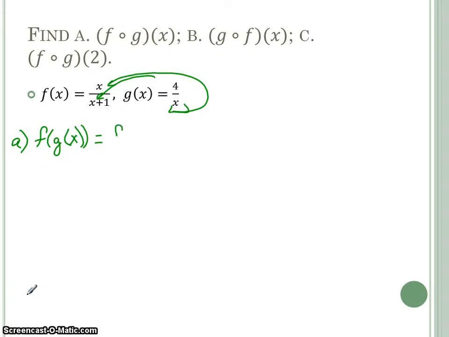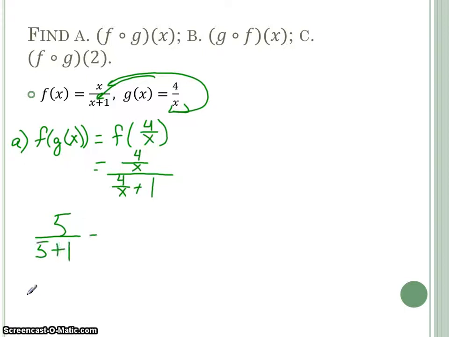So we're going to have 4 over x that we're substituting in. So we'll have 4 over x over 4 over x plus 1. Can we cancel those? No, not with that plus 1 on there. Doggone addition messing us up here.